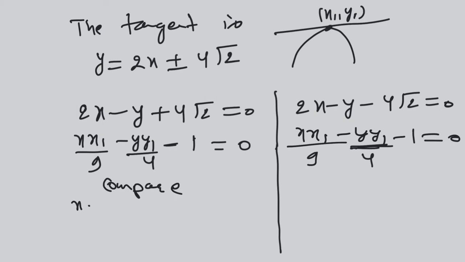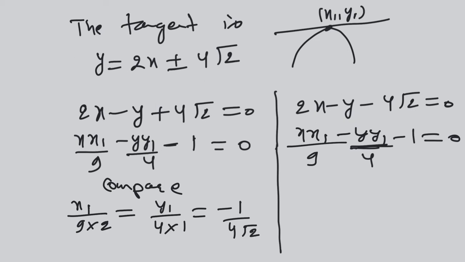After comparing, x1 upon 9 into 2 equals y1 upon 4 into 1 equals minus 1 upon 4 root 2. So x1 is 18 upon 4 root 2, that is, x1 is minus 9 by 2 root 2. Similarly y1, after cross multiplication, is minus 1 by root 2. So one point of contact is minus 9 by 2 root 2 comma minus 1 by root 2.